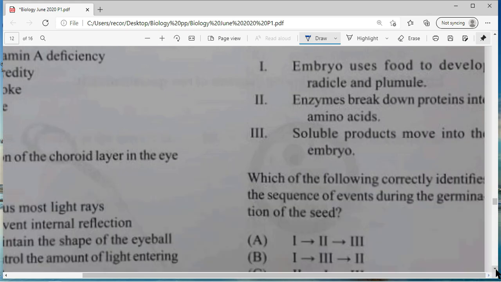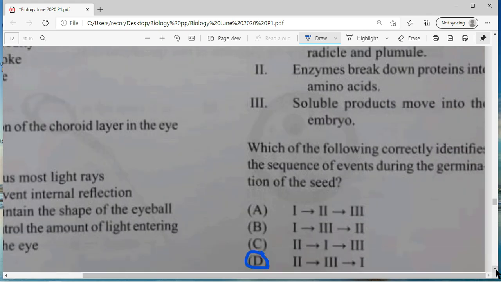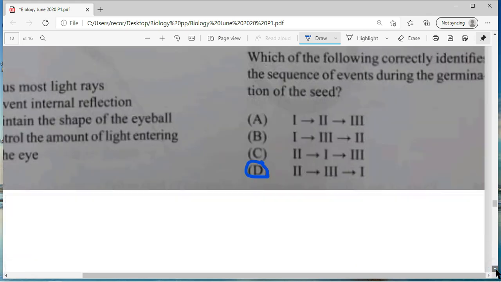Which of the following correctly identifies the sequence of events during the germination of a seed? So it's not A, it's not B, it's not C. It's going to be D, 2, 3, 1. Right? And we see it there as the options were given. We were able to look at that. So we'll move on to the other question.